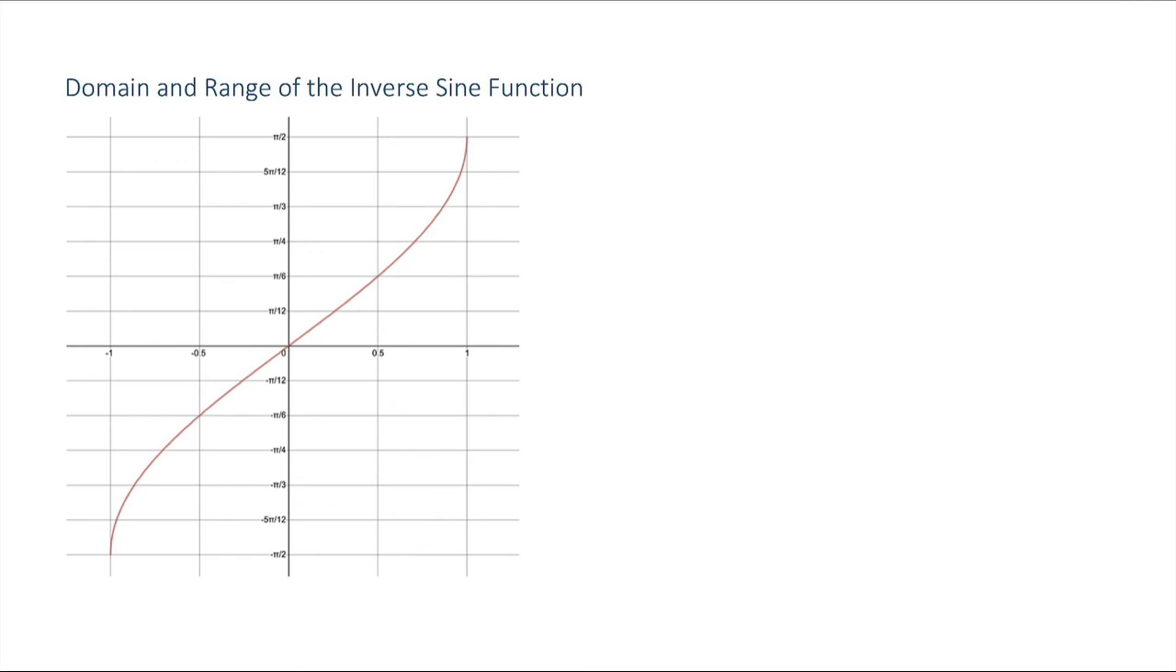So here's a graph of the inverse sine function. You can see that it's just the sine curve, but it's been flipped over the line y equals x, which is where we get the graphs of inverse functions. And you can see that the domain here is between -1 and 1, which is the same as the range of the sine function. And then you can see that the range of the inverse sine is negative pi over 2 to pi over 2, which is, of course, the restricted domain that we placed on the sine function in order to get an inverse function.